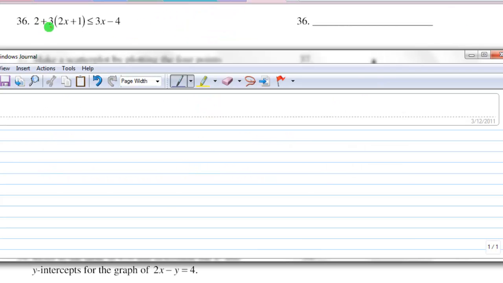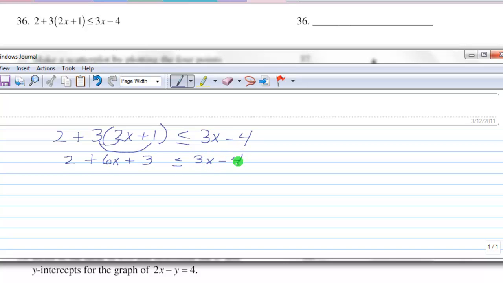Here we have another inequality. We're going to solve this one. Let's rewrite it down here. And I bet you can see that we're going to have to do some distributing. So to get rid of these parentheses, let's distribute the 3. And so we get 2 plus 6x plus 3 is less than or equal to 3x minus 4. And when we combine the like terms, we get 5 plus 6x is less than or equal to 3x minus 4.